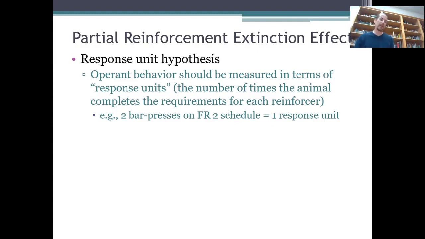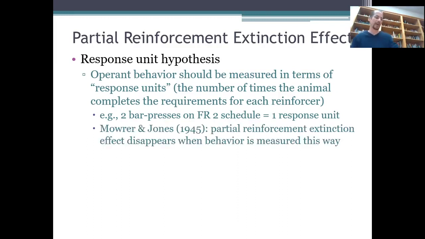Well, according to the response unit hypothesis, the important thing about the rat's behavior isn't that it's made 100 responses, it's that it's made 50 response units. Okay, so since it's on an FR2 schedule, fixed ratio 2 schedule, it's got to press the bar twice for each reinforcer, right? So pressing the bar twice is the response unit for that animal, right? And again, that's what we need to look at, not the number of times the animal presses the bar, not the number of individual responses that it makes. How many response units does it make? And guys, when you reconceptualize responding like that, the partial reinforcement extinction effect disappears.